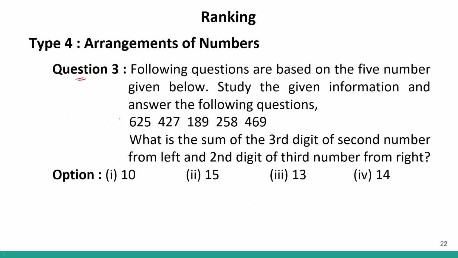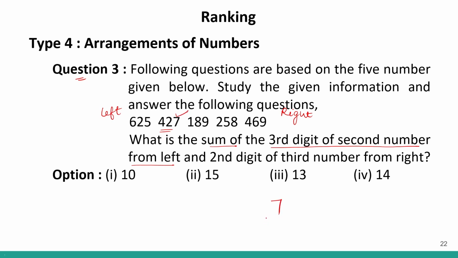In question number 3, again 5 numbers are given to us, with certain instructions, and we have to find the answer. The following questions are based on the 5 numbers given below. Study the given information and answer the question. What is the sum of the third digit of the second number from left? So this is my left, this is my right. Correct? The second number from left will be 427.